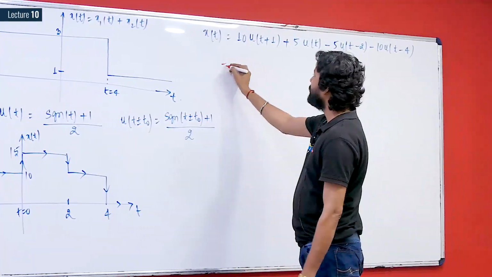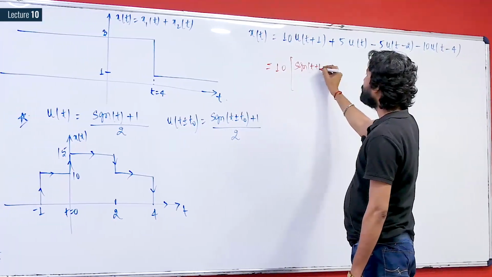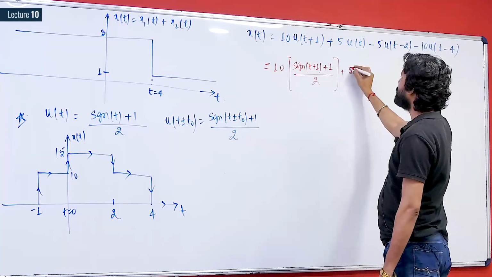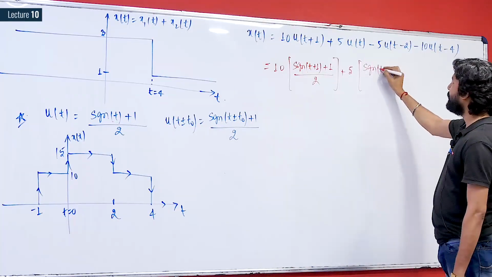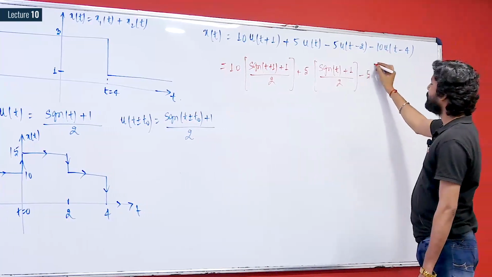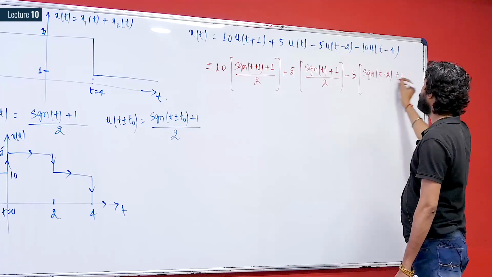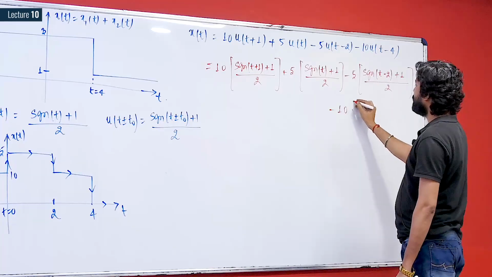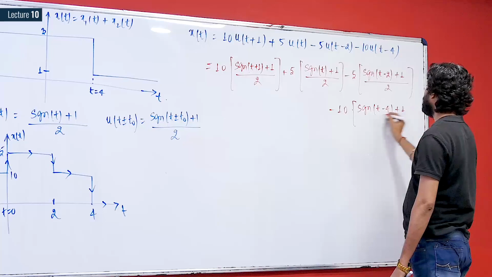So it will be 10 into signum of t plus 1 plus 1 divided by 2. Again it can be written as 5 into, simply u of t is there, so it will be signum of t plus 1 divided by 2 minus 5 signum of t minus 2 plus 1 divided by 2, and the last one is minus 10 signum of t minus 4 plus 1 divided by 2.